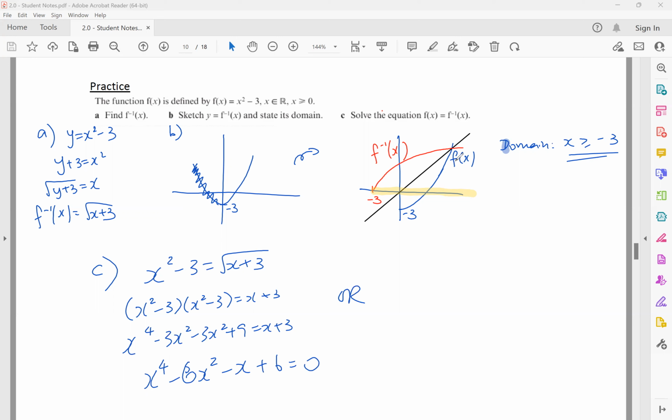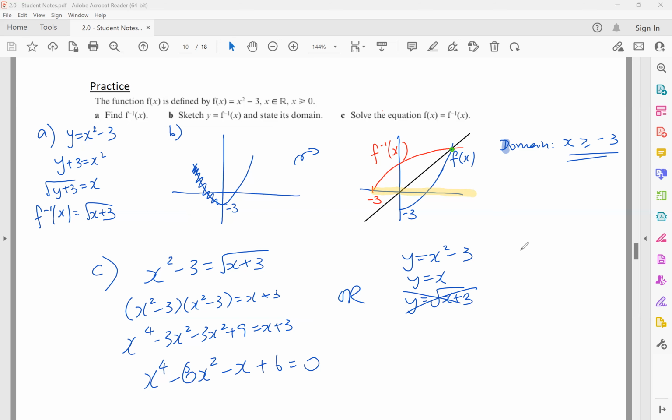So what we could do is, when f of x equals the inverse of f of x, graphically, where do they cross? They cross at the line y equals x as well. So we can use y equals x and the f of x function to help us work out the equation. We essentially have three equations to work with. We've got y equals x squared minus 3, y equals x, and y equals square root of x plus 3. We're not going to use the last one. Let's use the top two.